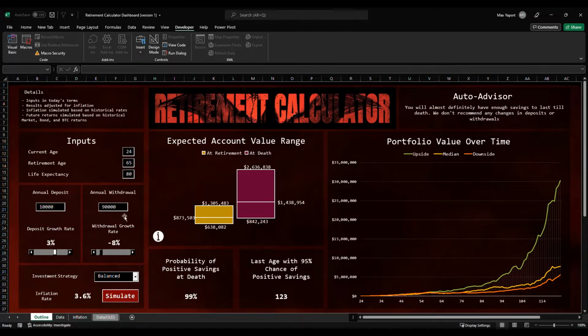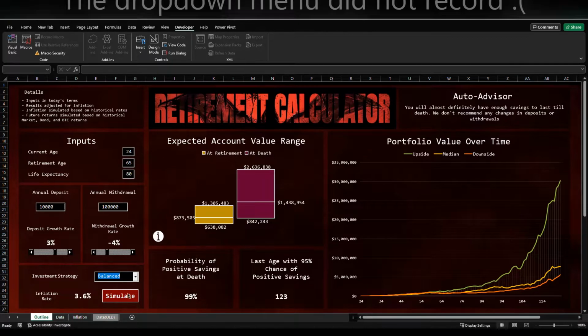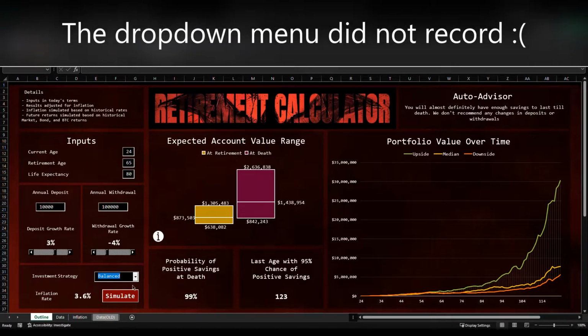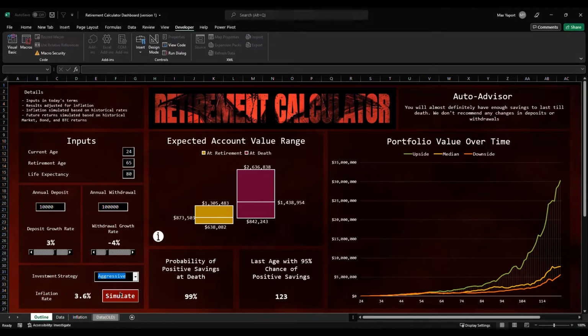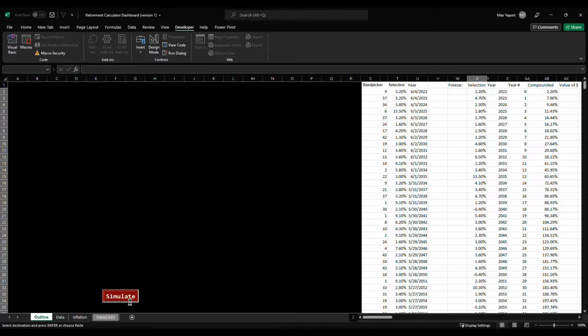He would like to withdraw, let's say, about $100,000 a year. And let's say this decreases about 4% per year. Batman has a range of investment strategies to choose from, but he's an aggressive guy. So let's say he chooses aggressive at first. Okay. Now we just click this button to simulate.